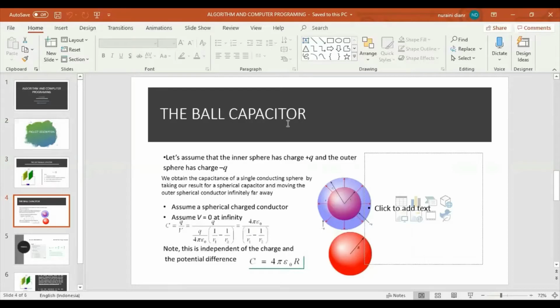This is the ball capacitor. I use this formula for my program. C equal 4 times pi times epsilon 0 times R. I use this because it is independent of the charge and the potential difference. This is R.